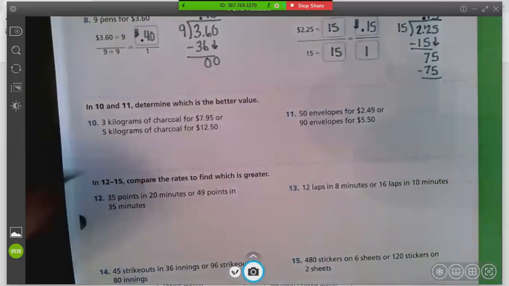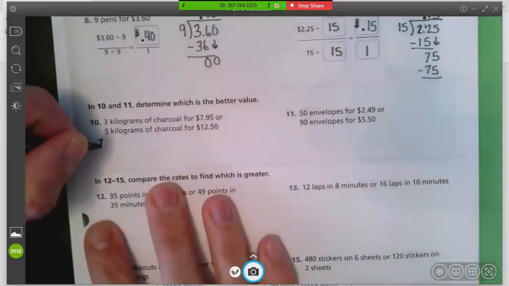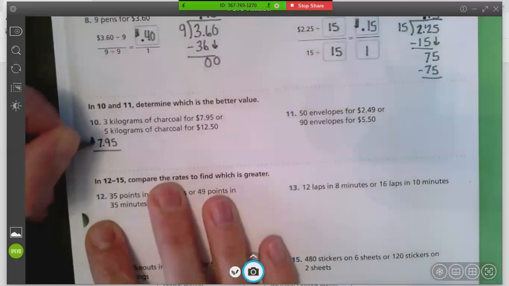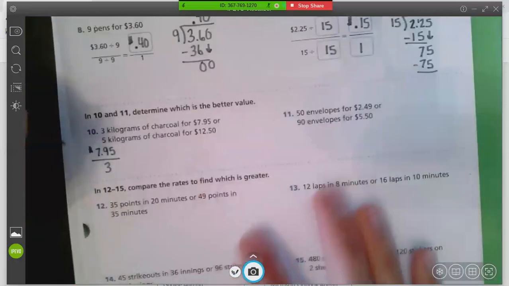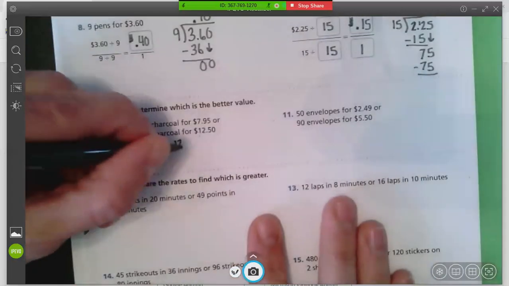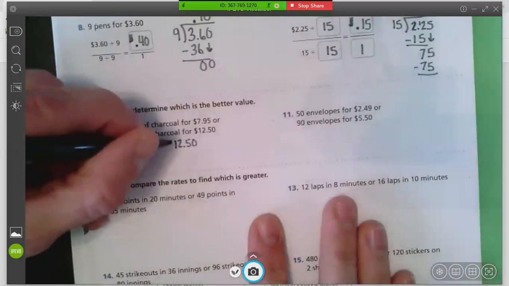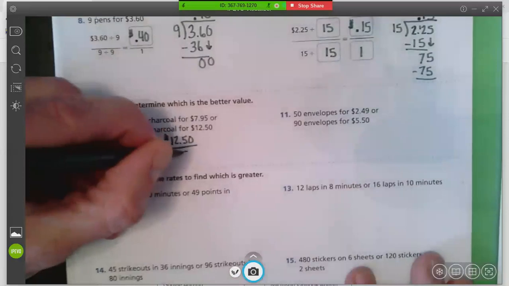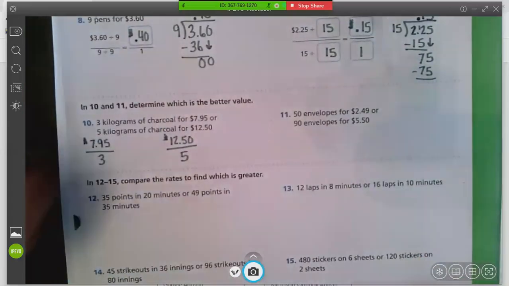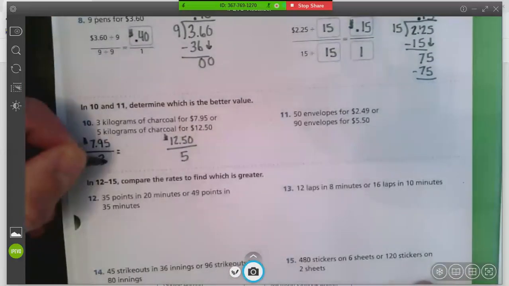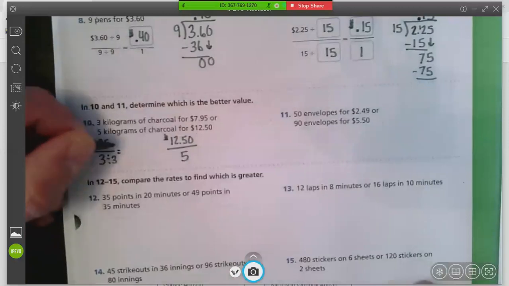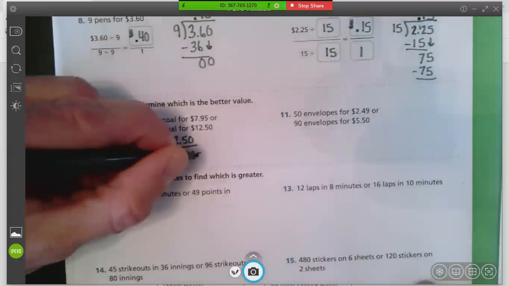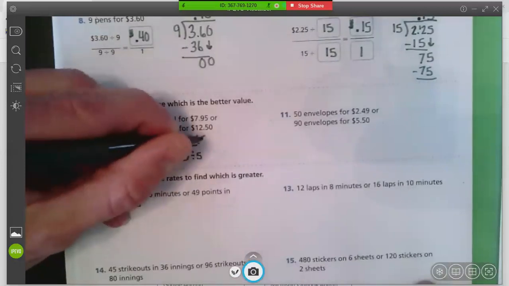$7.95 goes to the top and 3 goes to the bottom. $12.50 goes to the top and 5 kilograms goes to the bottom. Very good. So here we go, $12.50 over 5. Good. So now, what did you get as an answer here? I have to divide both terms there by 3, and the other by 5.